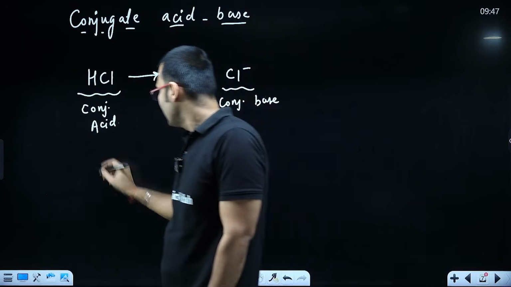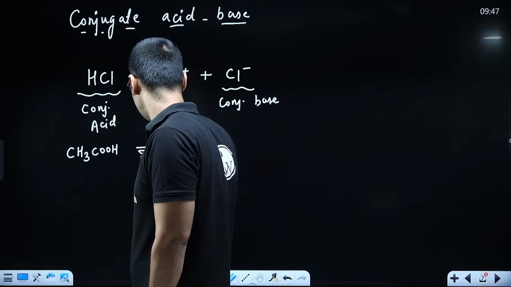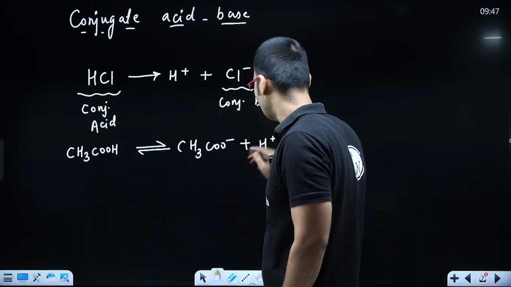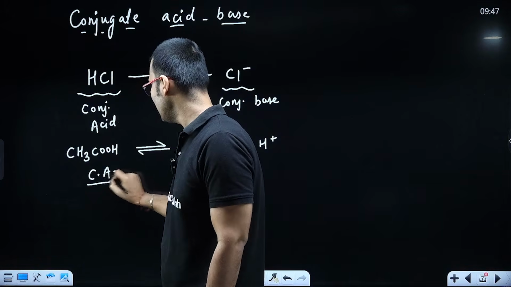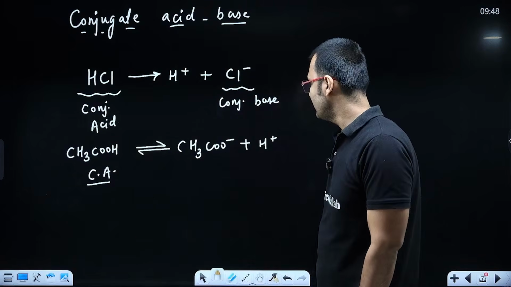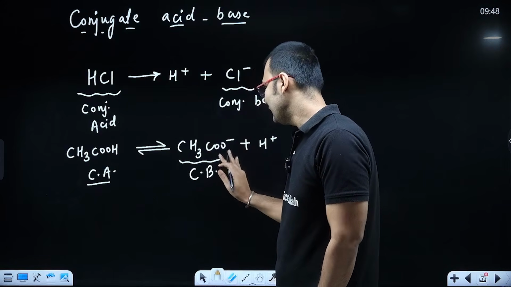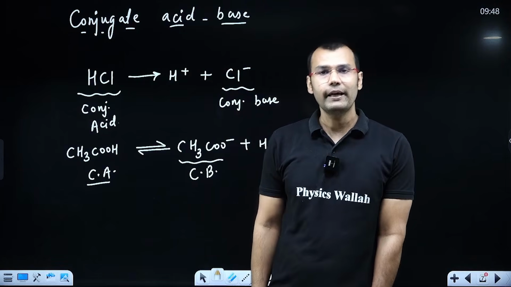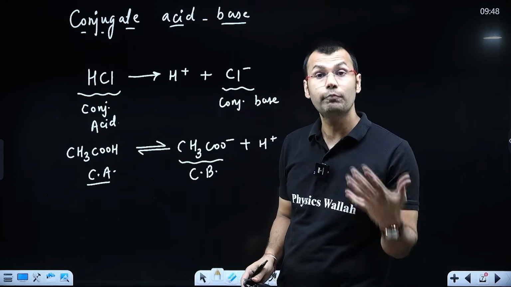More examples we can take. Suppose I take CH3COOH. It will decompose into CH3COO minus and H plus. Here, if I assume that acetic acid is my conjugate acid, then automatically after losing H plus, it gives you the acetate ion. So this acetate ion will be the conjugate base. In this case, I can say that acetic acid and acetate ion are a pair of conjugate acid and conjugate base.